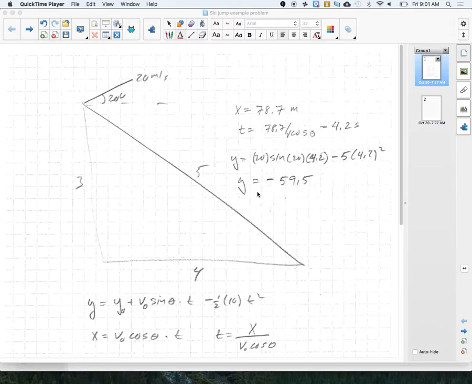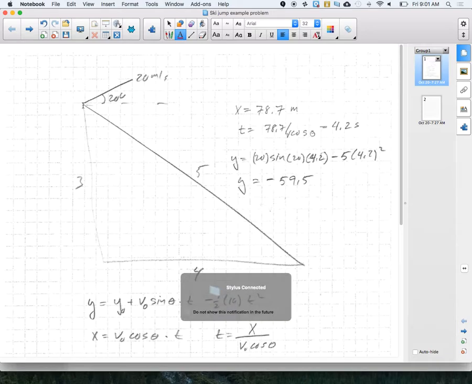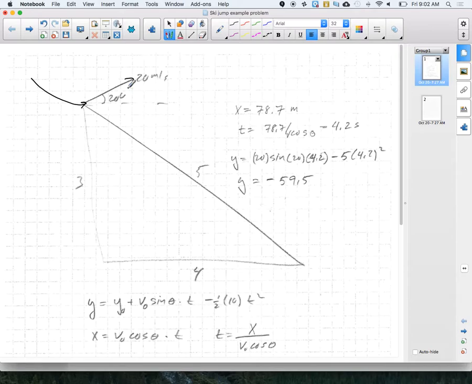Is that I have a ski jumper coming down, and then he takes off at some angle, and I'm saying that he's going to leave at 20 meters per second at a 20-degree angle, and then the hill is a 3-4-5 triangle. So the question becomes, where does he or she land?